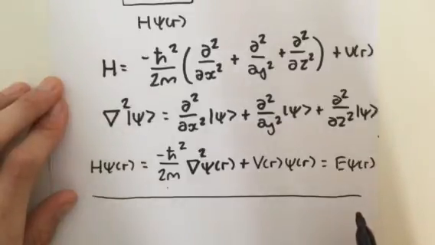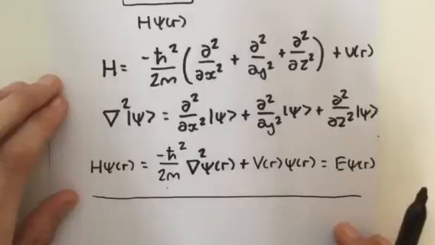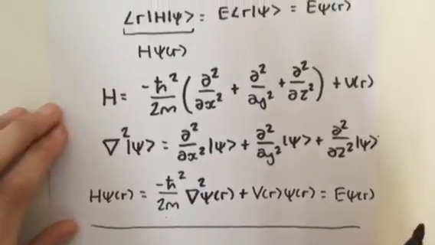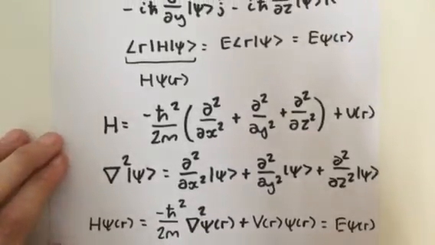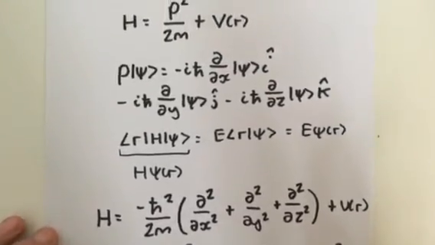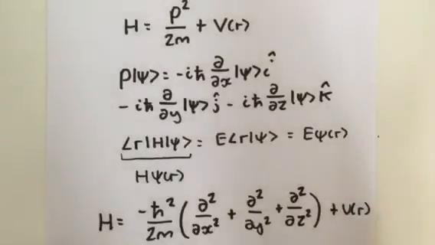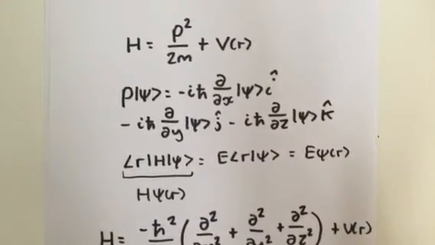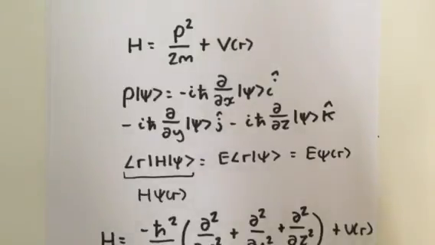So there you have it. It's a very nice, quick and neat derivation. It only took 11 minutes so far. Just using basic knowledge of quantum mechanics, state vectors and operators, you can derive the time-independent Schrödinger equation. Hopefully that was helpful, and I'll see you in the next video.